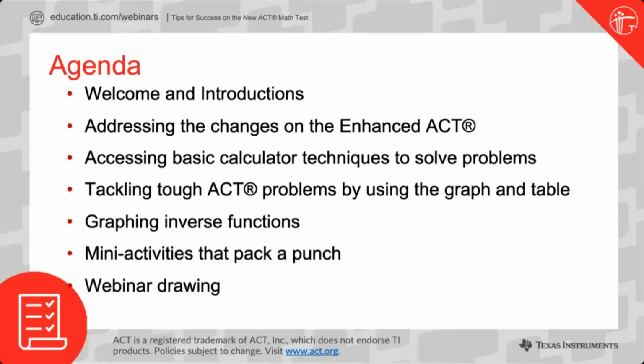Jeff, can you tell us what we're going to expect to be able to do tonight? Sure thing. It's great having this many folks here. We're going to address the changes, and there have been some whopping changes. Some students just took the enhanced ACT test for the first time just this last month. We're going to talk about, if you're new to the ACT world, what kind of basic calculator techniques you need to solve some of these problems. We're also going to tackle some really tough ones by graphing or using the table, even using some inverse functions.